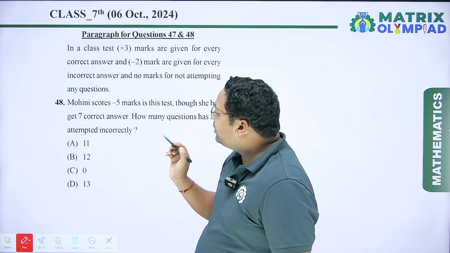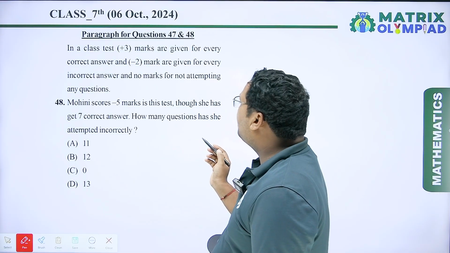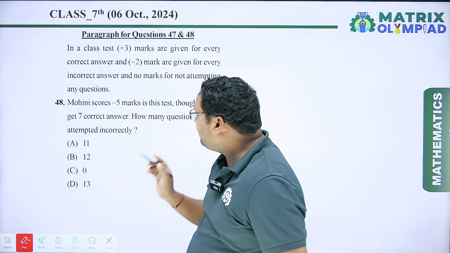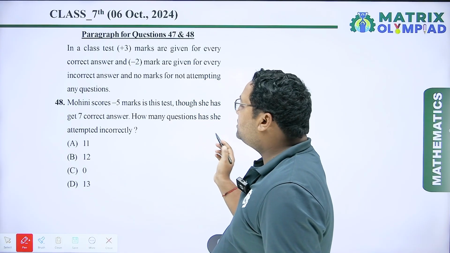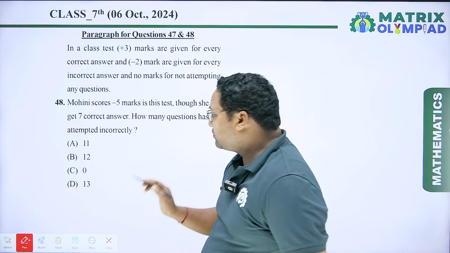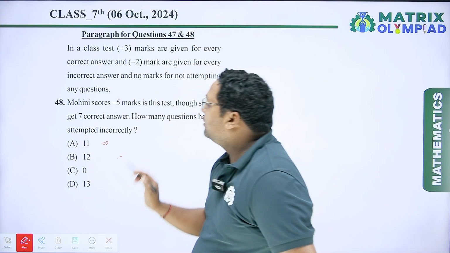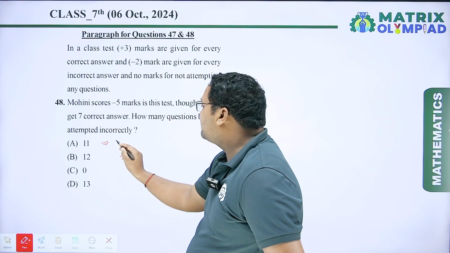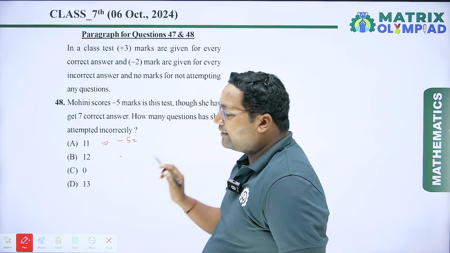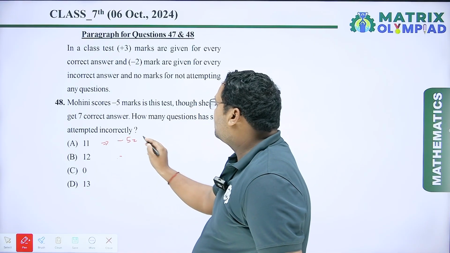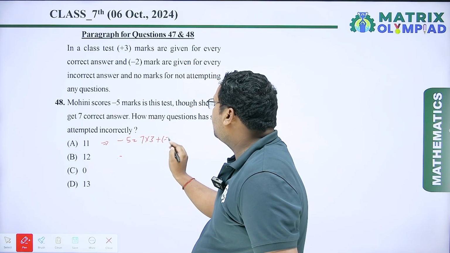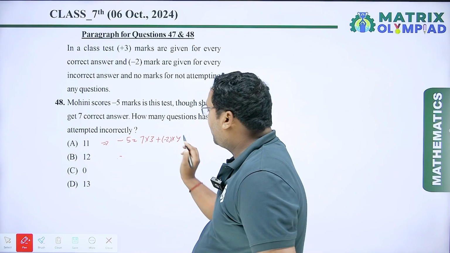Mohini scores -5 marks in this test, though she has 7 correct answers. How many questions had she attempted incorrectly? Again, we have to make an equation, then solve this equation, and we will get the answer. So here Mohini scores -5, so I have to put -5 is equal to, she has 7 correct answers, so she will get 7 into 3 plus -2 into y.